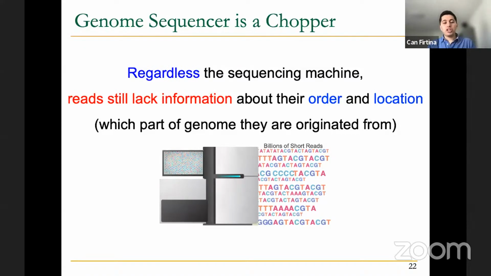And another issue is that the machines are going to introduce their own errors in the fragments that they are producing. So we're getting some fragments, but those fragments can also be erroneous, meaning that the characters that you see here may not really be coming from your genome, but may be there just because the sequencing machine produced an error over there.